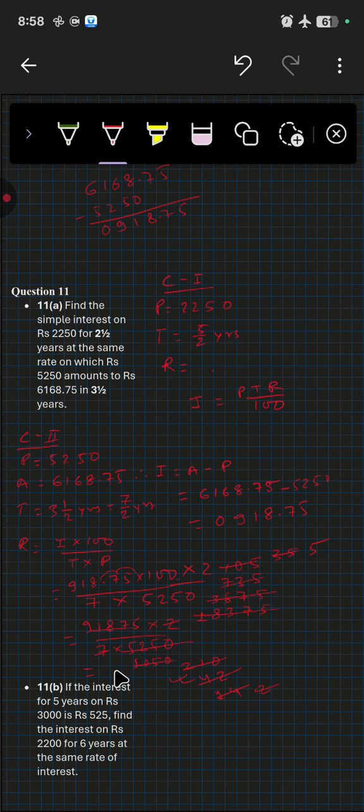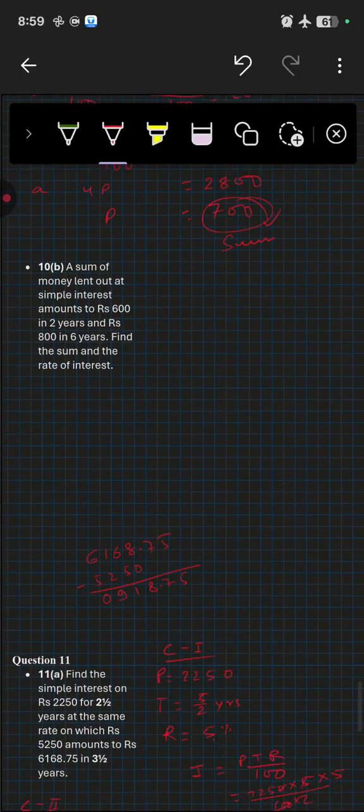Here came 5 percentage. So that 5 percentage we can keep here and solve this question. Principal is 2250. Time is 5 by 2. That 2 will go down. And rate is 5%. Multiply by 100. Let's reduce it. Now just multiply these all, you will get the answer. So this is how it is all solved.